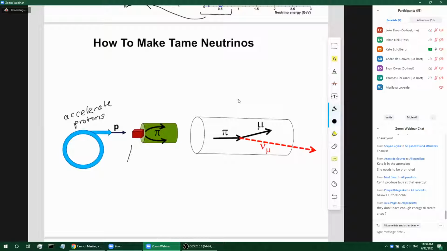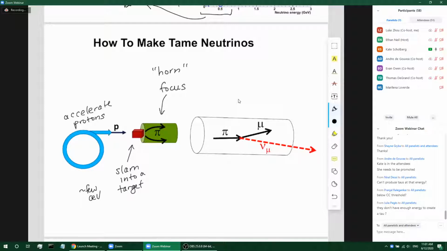Then you slam them into a target, which is effectively like the atoms of air in the atmosphere. Then you have a big old magnetic field. This is often called a horn, the device that does this. When you slam the protons into the target, you get a bunch of hadrons, depending on the energy of the proton. Typically, you want to get a lot of pions, so you don't want the energy to be too high. These are typically few GeV energies. You get a lot of pions, and you want to focus charged pions forward, such that they are all going in the same direction.